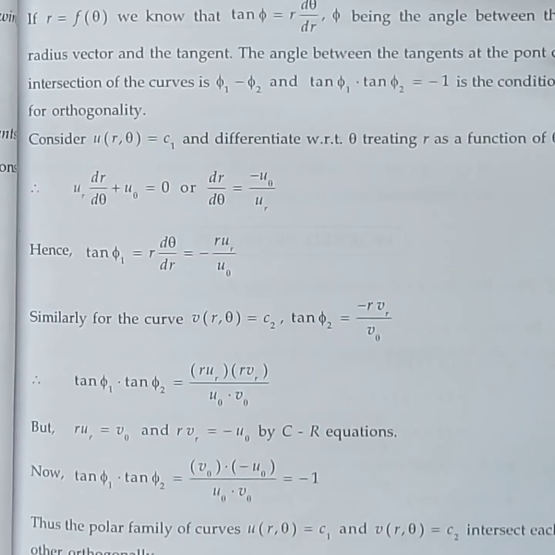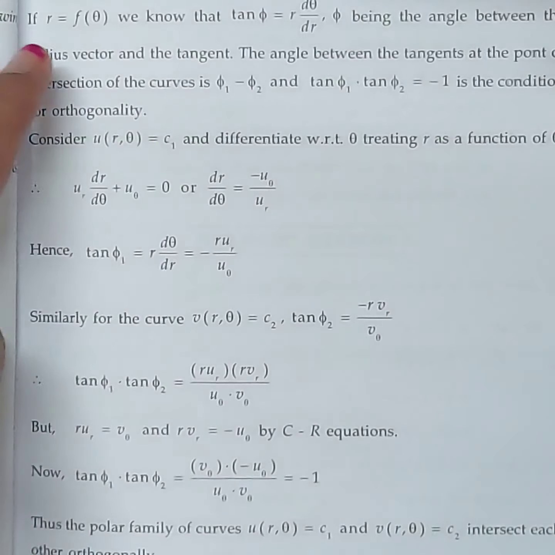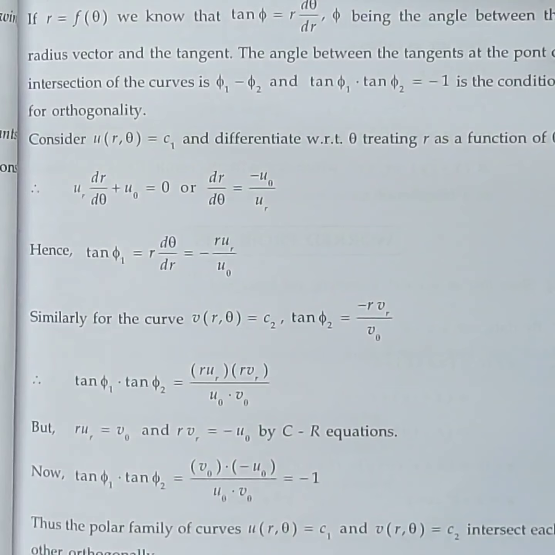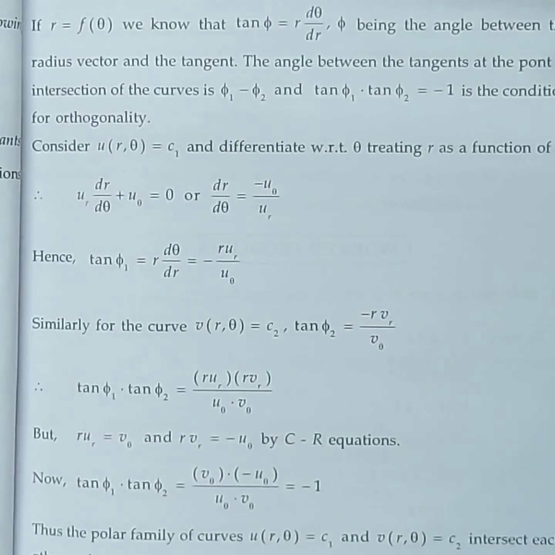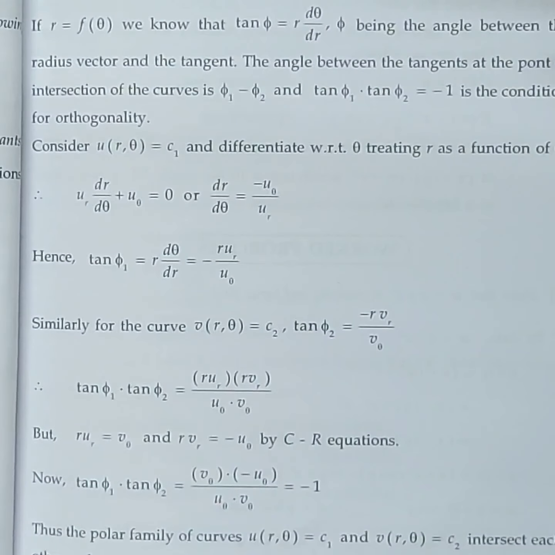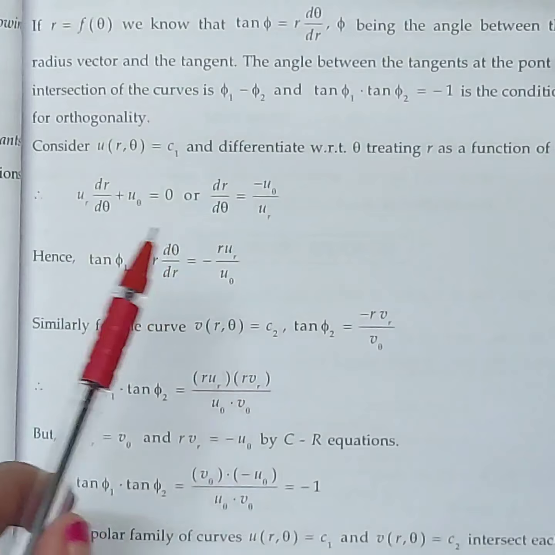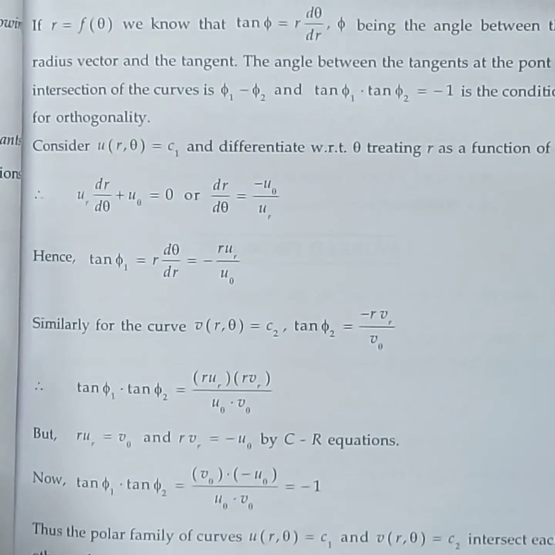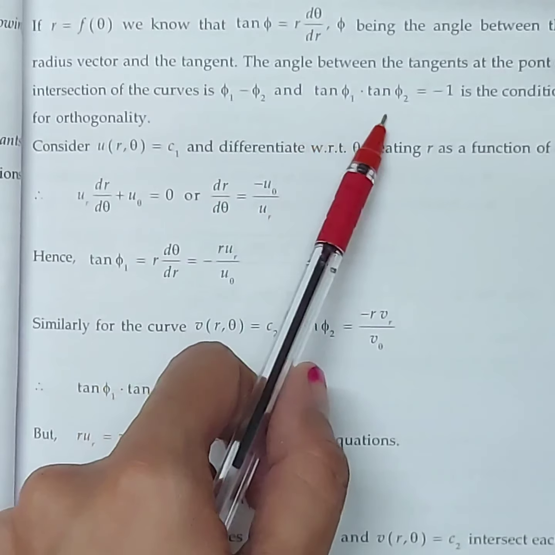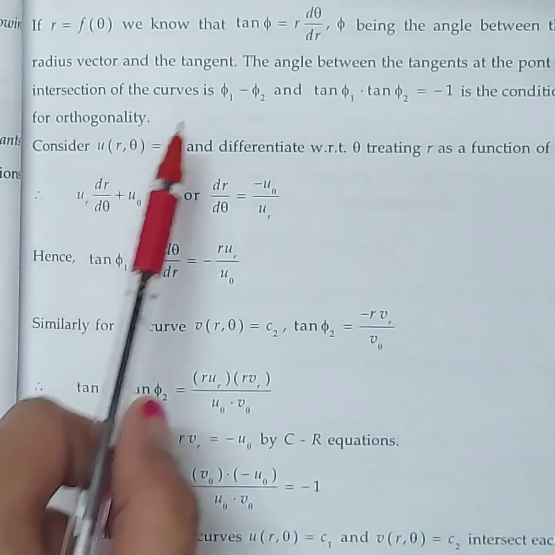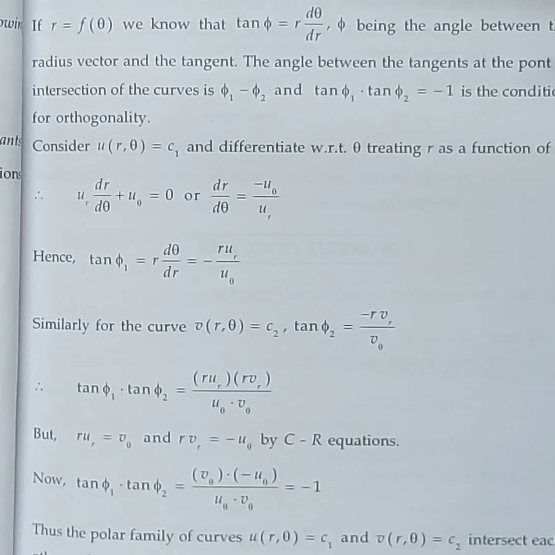Similarly, we can prove the result for polar also. So in polar, it is in terms of r and theta, right? So if r is equal to f of theta and tan phi is r into d theta by dr, where phi is nothing but the angle between the radius vector and the tangent. So the angle between the tangents at the point of intersection of the curves is phi 1 minus phi 2, and tan phi 1 into tan phi 2 is equal to minus 1. This is what we have to prove for orthogonality.